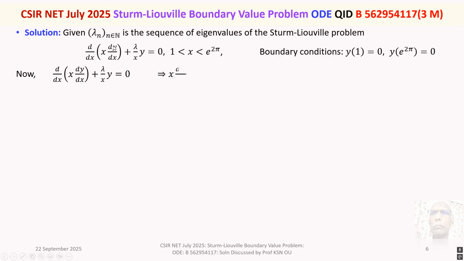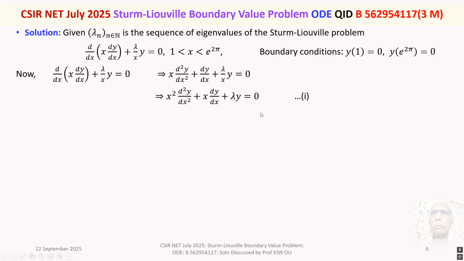Now, let us take the first term, d by dx of x dy by dx, and differentiate. We will get x d square y by dx square plus dy by dx, after differentiation using the product rule, plus lambda by x multiplied by y is equal to 0. There is an x sitting in the denominator here, so multiply throughout by x. You can do it because x is greater than 1, x is not 0. So multiplying throughout, x square d square y by dx square plus x dy by dx plus lambda y is equal to 0. Let's call this equation 1.